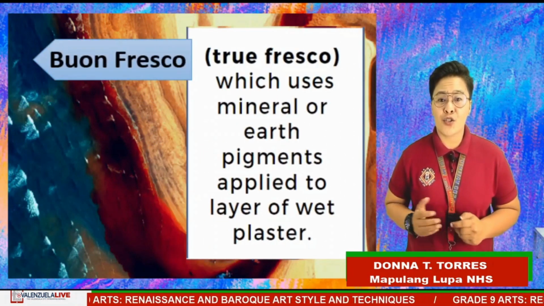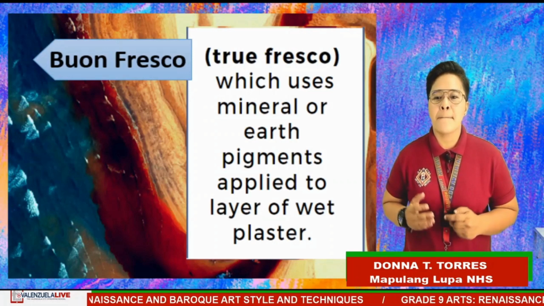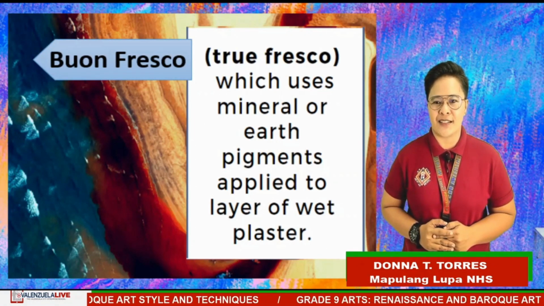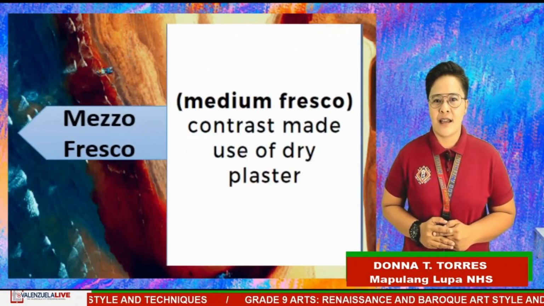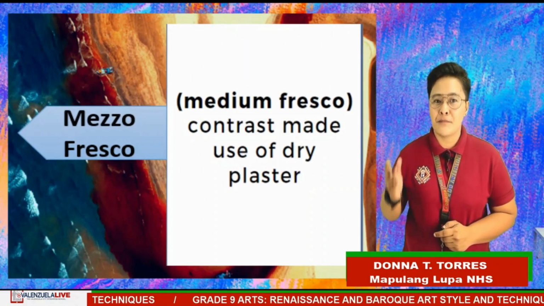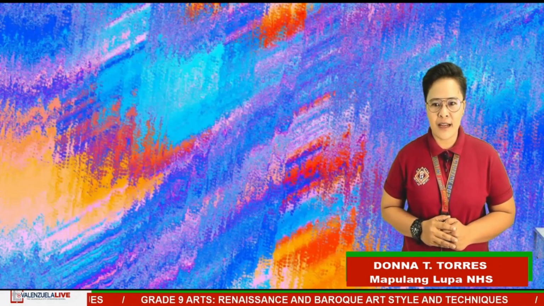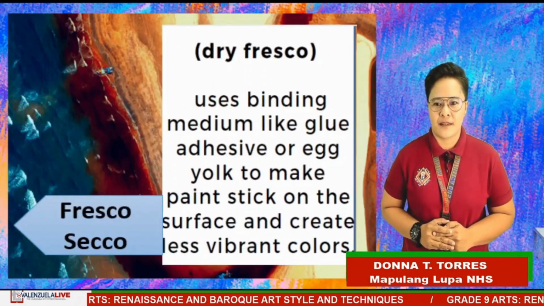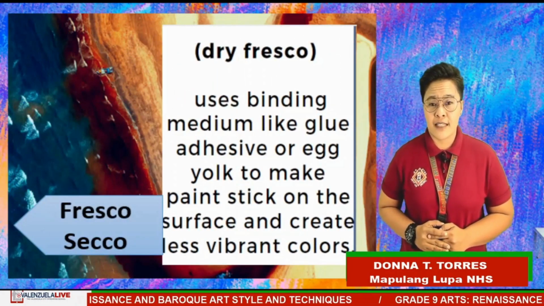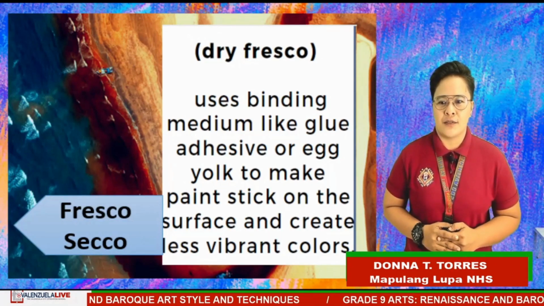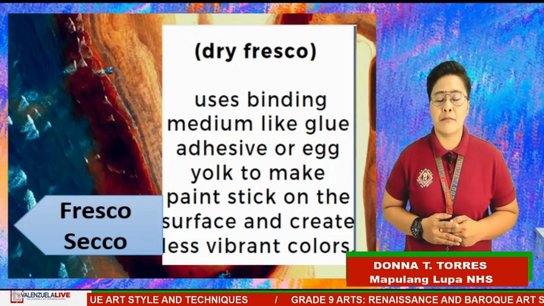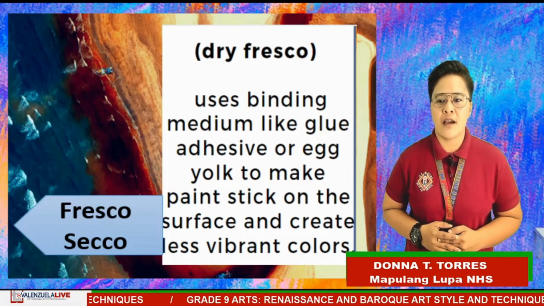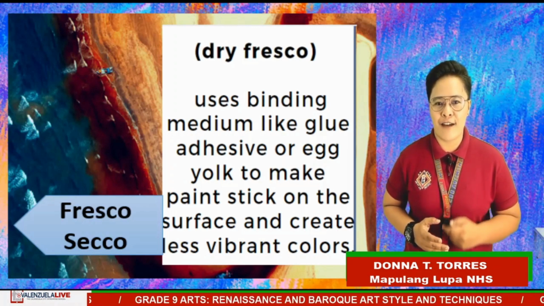Buon fresco, or true fresco, uses mineral or earth pigments applied to a layer of wet plaster. Next is mezzo fresco, or medium fresco, which in contrast made use of dried plaster. Third, fresco secco, or the dry fresco, uses a binding medium like glue adhesive or egg yolk to make paint stick on the surface and creates less vibrant colors.